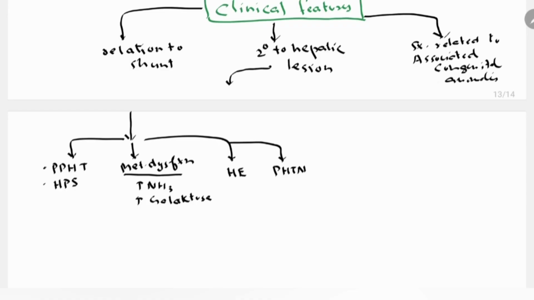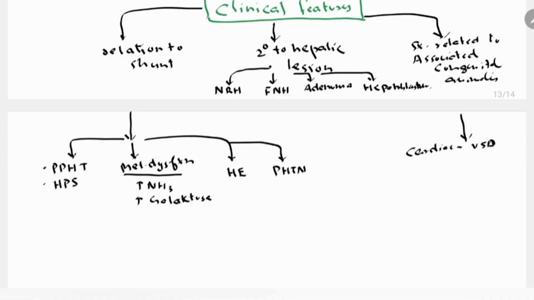The clinical features can also be due to hepatic lesions like nodular regenerative hyperplasia, focal nodular hyperplasia, adenoma, hepatoblastoma. And there are symptoms related to associated congenital anomalies like cardiac, VSD, ASD, AS, PS. We have genitourinary, we have splenic, we have skeletal, we have arterial or venous anomalies.